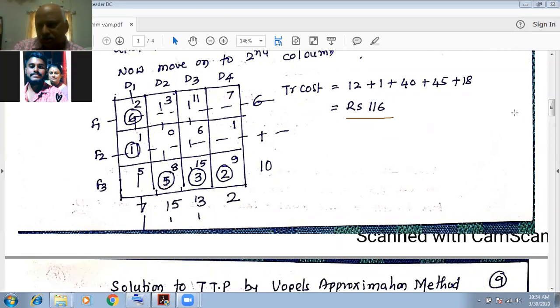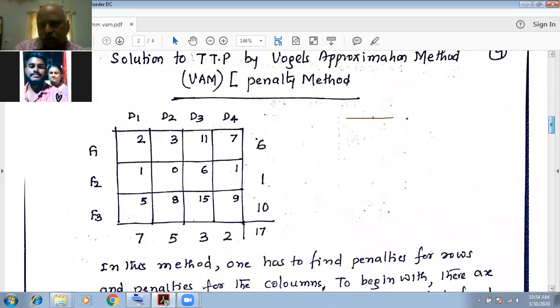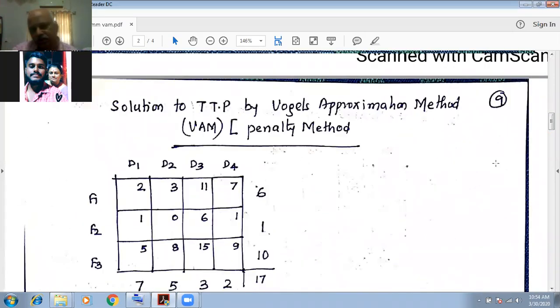The last method we will see is the Vogel approximation method. This is the last method by which you can find a feasible solution. I don't say optimum solution; let us see what the optimal solution is later. So we'll consider the Vogel approximation method. V for Vogel, A for approximation, M for method. This is also called the VAM method. The other name for this is the penalty method. Remember, Vogel approximation method is also called the penalty method.